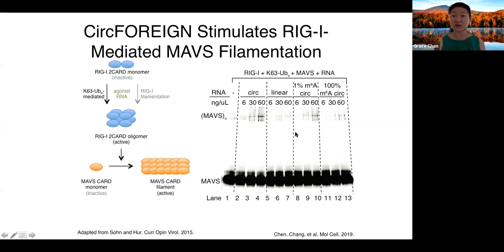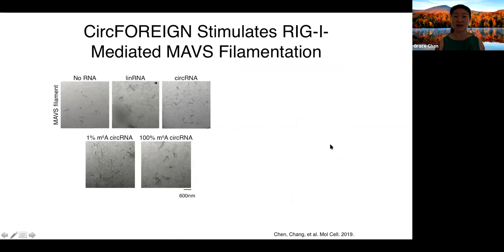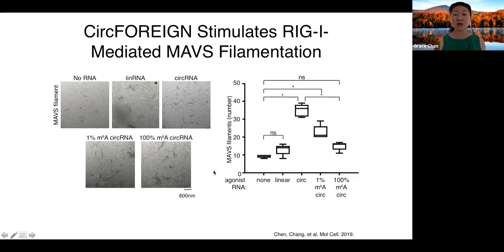And then interestingly, when we tested our M6A modified CircRNAs at either 1% or 100%, we see a similar pattern to what we observed by qPCR. So we took these samples at the highest concentration, plated them on EM grids, and then imaged. And we see that the numbers of MAVS filaments being formed correlate very well to what we had observed before in the in vitro cellular system.